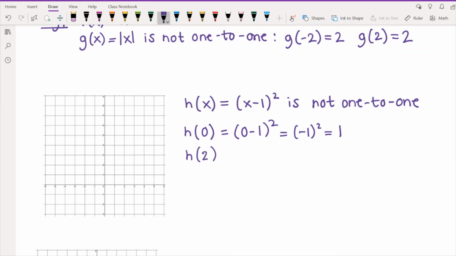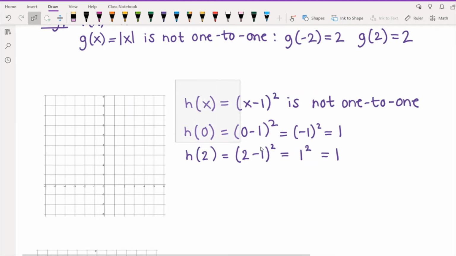Well, we could plug in 2, right? If you plug in 2, you get (2 minus 1) squared, which is (+1) squared, which is also equal to 1. So in this case, this is actually not an even function. It's not a function where plugging in the positive and negative of the same number gives you the same result, but it is still not one-to-one. So it doesn't matter what the two numbers are that you're plugging in. All that matters is that you're getting the same output from both of them. If you get the same output from two different inputs, regardless of what those inputs are, that is considered to be not one-to-one.